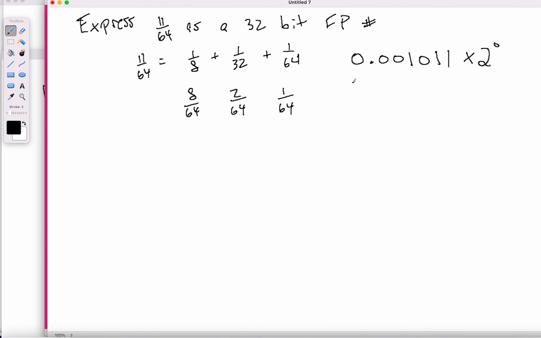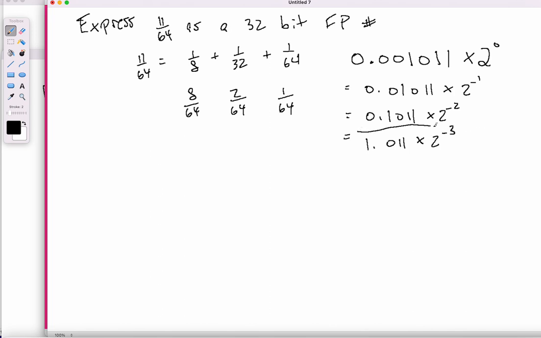So this is actually equal to 0.01011 times 2 to the minus 1. And this is equal to 0.1011 times 2 to the minus 2. But that's equal to 1.011 times 2 to the minus 3. Okay, and now this is normalized right over here.